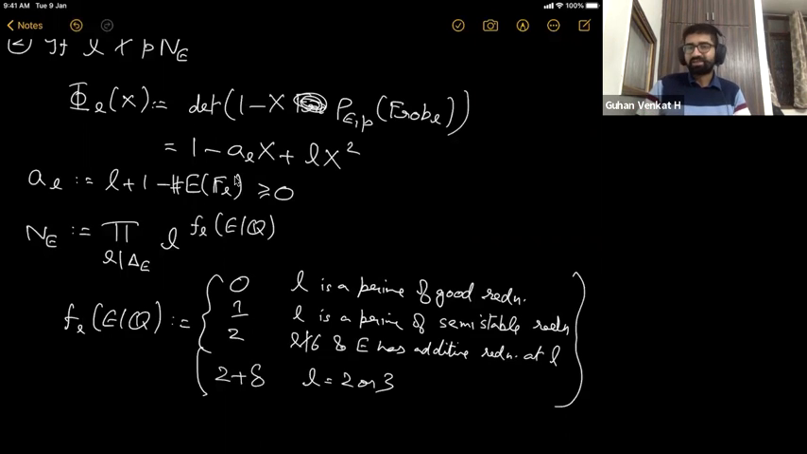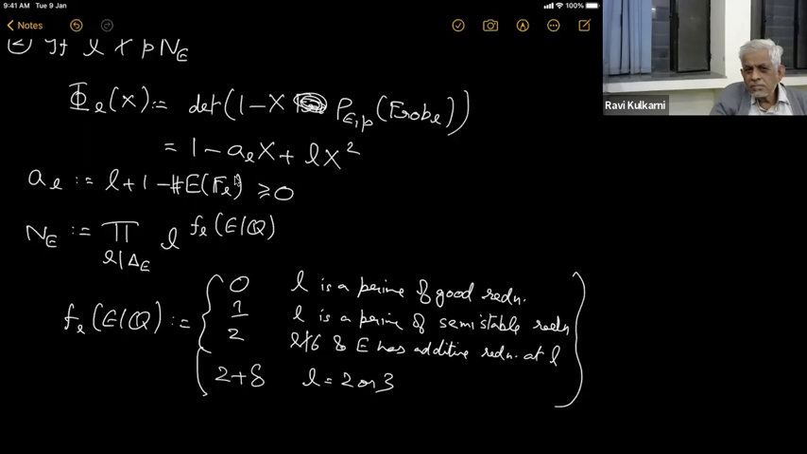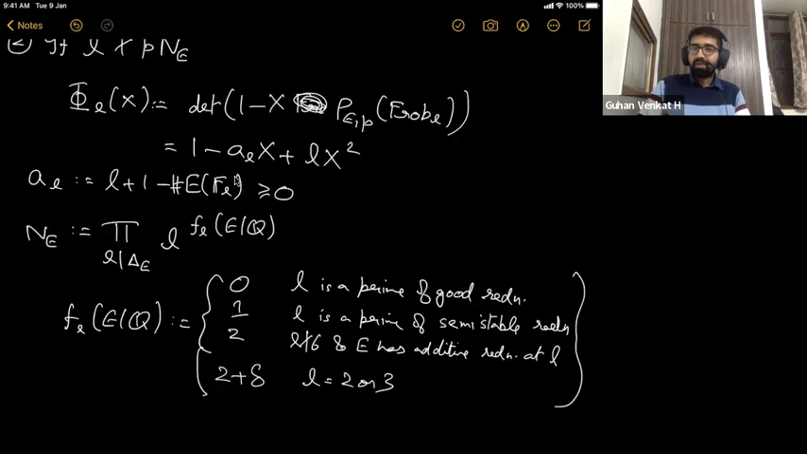Thanks, Guhan, for this nice talk. I think this conductor is related to the level of modular forms. Yeah, I'm just getting started with this trimester on modularity, but the conductor of the elliptic curve will be the level, the Γ_0 level, of the modular form associated with the elliptic curve.